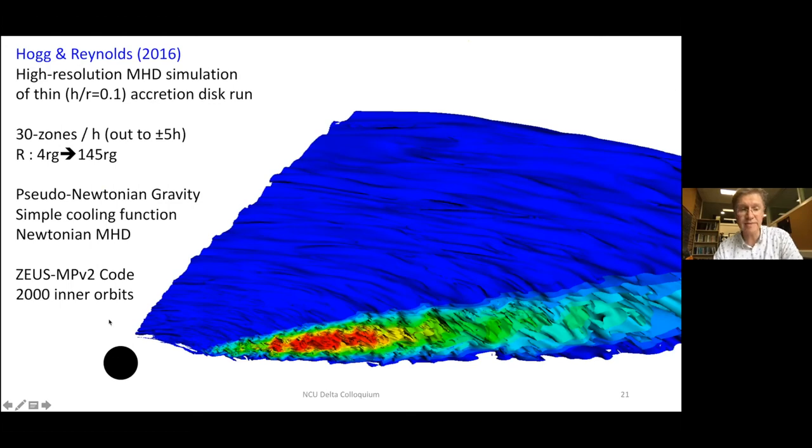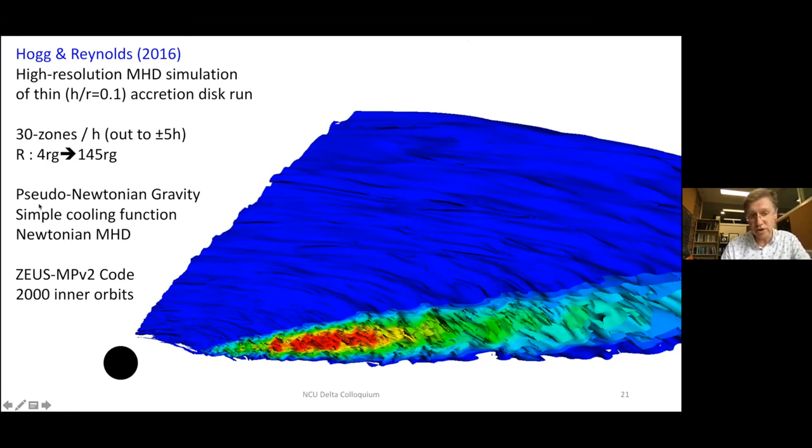Which, at the time that we did this, was actually one of the longest MHD runs done yet of an accretion disk. So we set this disk up. The physics is very simple. We have a pseudo-Newtonian gravity, meaning that we don't do any GR, because GR is expensive computationally and would force us to compromise in either resolution or run length.